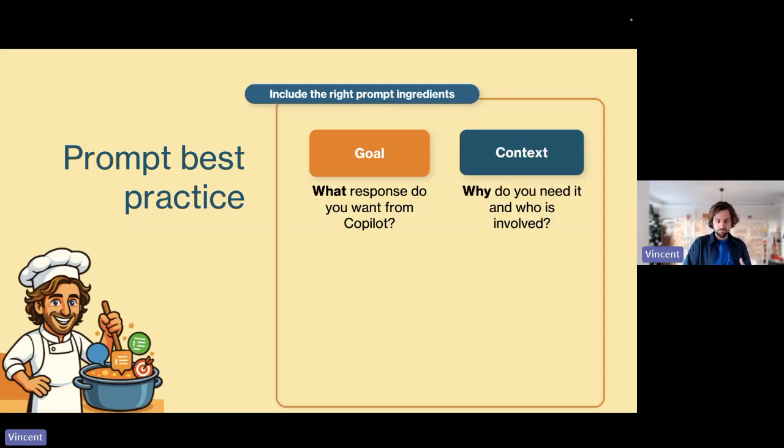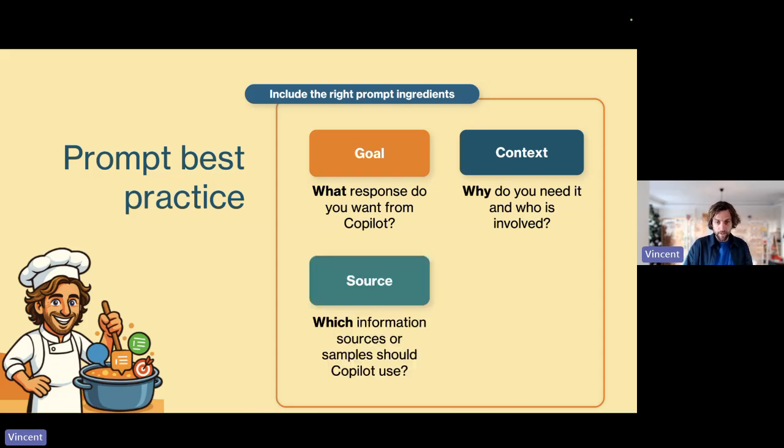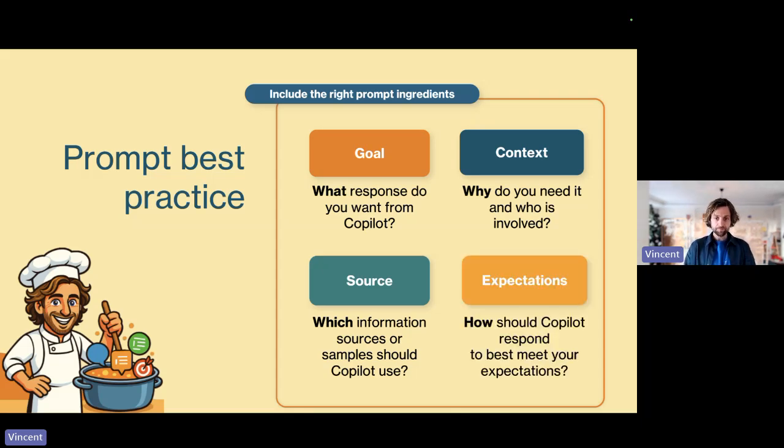The context, so why do you need it, and who is involved? The source, which information sources or samples should Copilot use? So do you need a reference to a meeting, to a Word file, a PowerPoint, an Excel? You can add it as a source. And then some expectations is how should Copilot respond to best meet your needs, whatever you need.